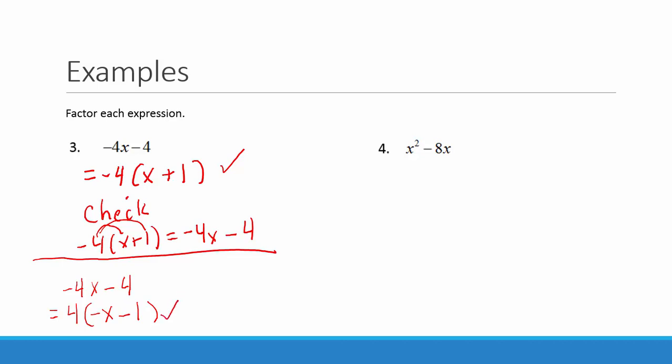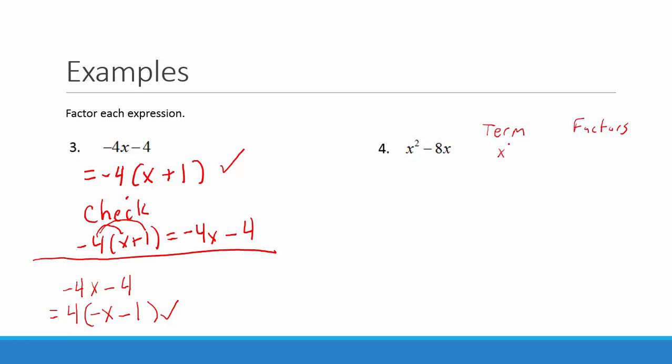Example 4 is a little bit different. The greatest common factor for number 4 is not going to come from the coefficients. Notice we have a 1 coefficient in front of the x squared term and a negative 8 in front of the x term. So we will look at our variables. Notice each of these terms have at least one x variable. So our terms and our factors. Let's take a look.